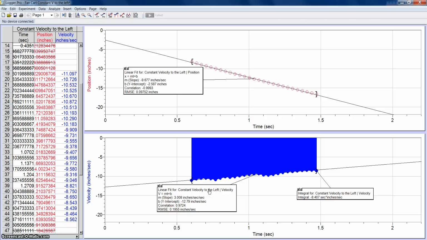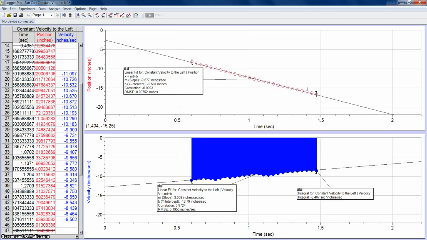Alright, so this is the explanation for the fan cart with a constant velocity to the left, or a negative direction. As I said in the last video, it was kind of impossible to get a constant velocity with the cart, so we got the best that we could. I had to strike out data both on the left and right side to try to get this almost linear data right here on our position time graph.